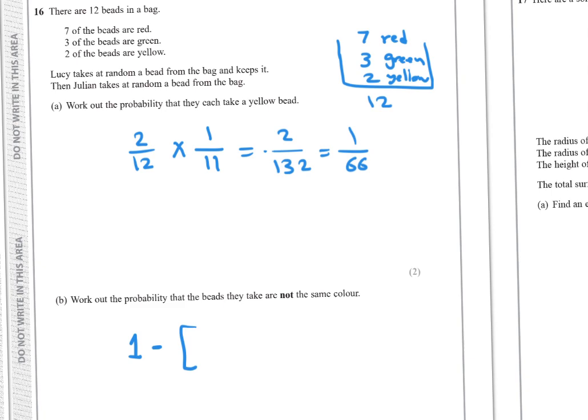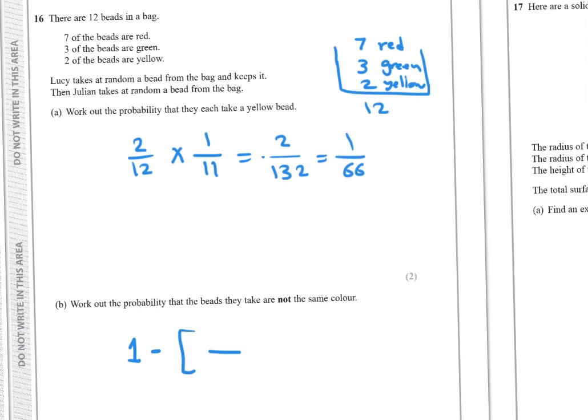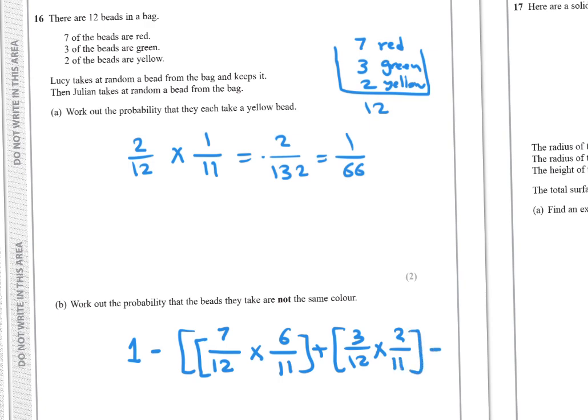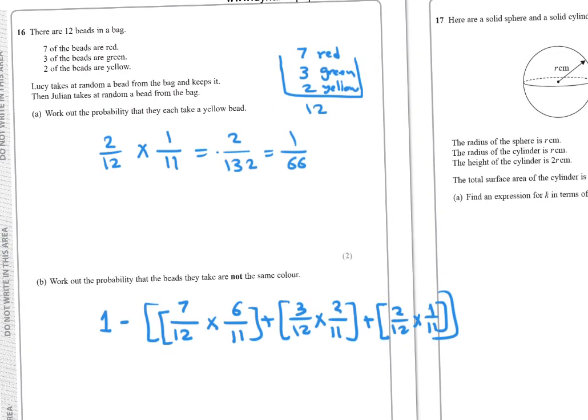If both red, we have 7 red. So 7 over 12 times 6 over 11. This is if both red. Or both green, we have 3 green, so 3 over 12 times 2 over 11 for the second one. Or both yellow, we did before, which is 2 over 12 times 1 over 11. Then the probability that they take are not the same color, 1 minus same color, equals 41 over 66.